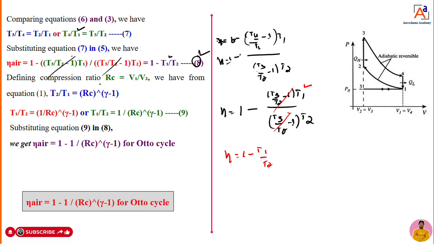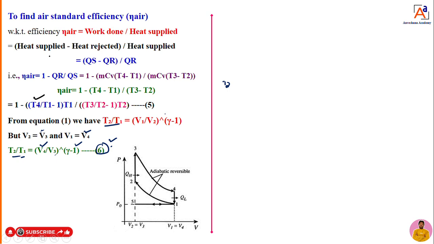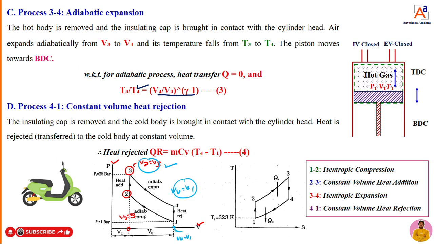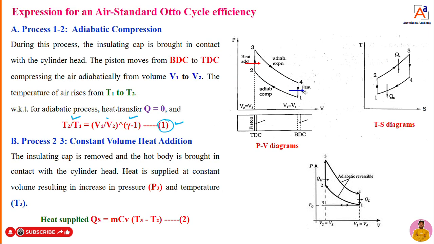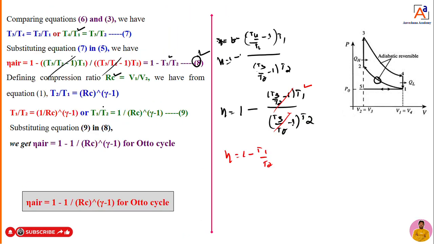Now one thing you have to remember, dear students: when the compression takes place, how do we write the compression ratio? That is Rc is equal to V1 by V2. From equation number 1, we already know T2 by T1 is V1 by V2. What is the compression ratio? Compression ratio is V1 by V2. So wherever V1 by V2 is there, that is nothing but Rc.